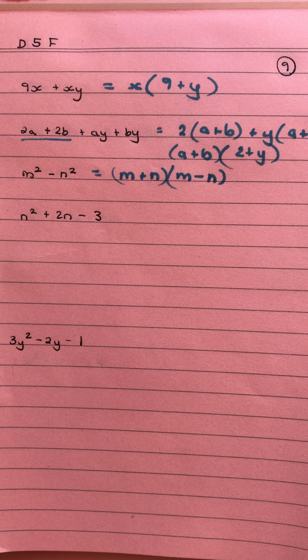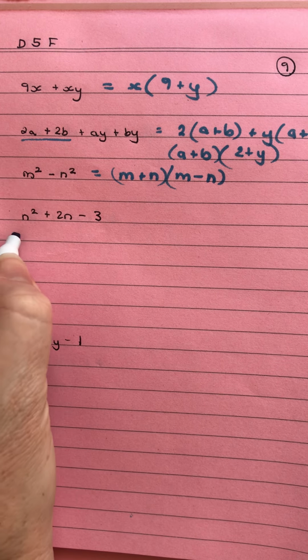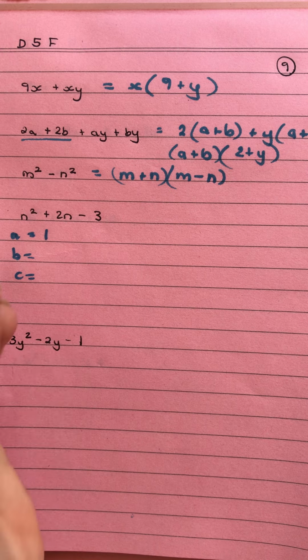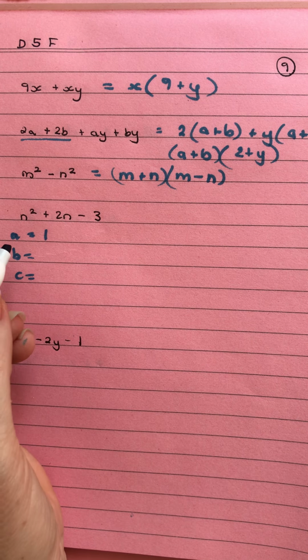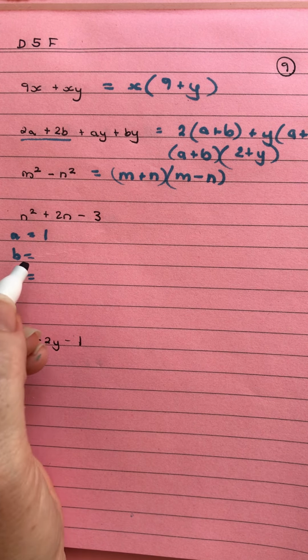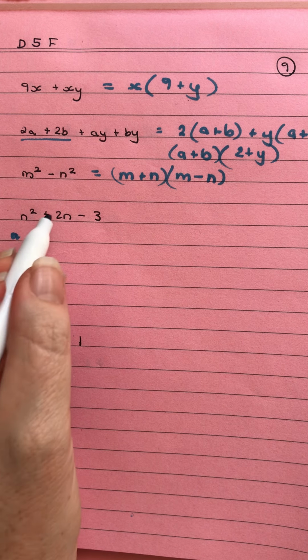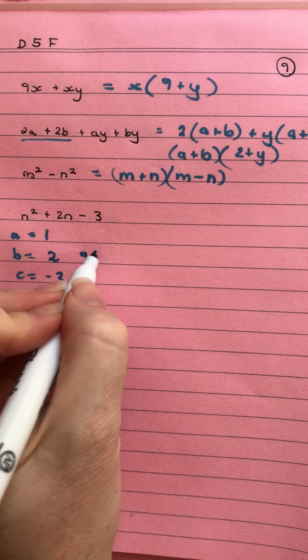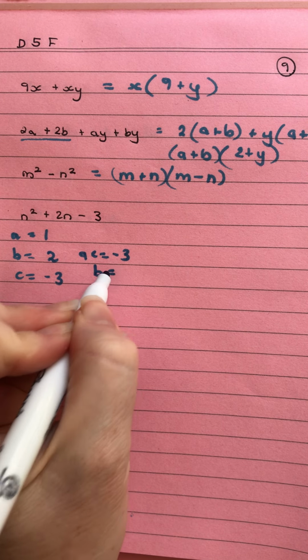The next one we have is a monic quadratic, so we can write down our a, b, c. Our a is 1, that's why it's a monic. It's got a coefficient of 1 for the x squared term, or n squared term in this case. And then we have b equals 2, c equals minus 3. So our AC is equal to negative 3, our b is equal to 2.